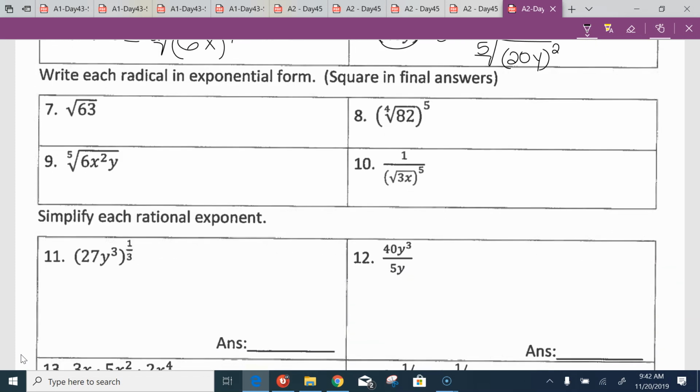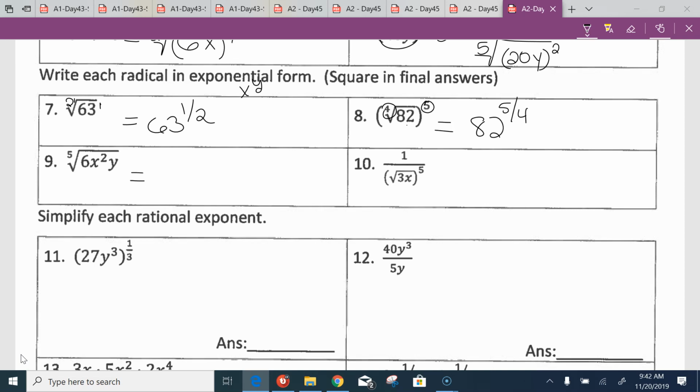The next one, 7, 8, 9, and 10. Here we've got to reverse. All of our solutions should be written with exponential form. That means everything should have exponents to a something power, not just single digits. So 63, there is one 63 inside the radical, and a basic square root symbol means I have a second root. So this would be simplified as writing it as 63 to the 1/2 power. Number 8, I have 82 inside the radical symbol being taken to the 5th power and the 4th root. So what I'm going to write that as is 82 to the 5/4 power. That's how you write it.